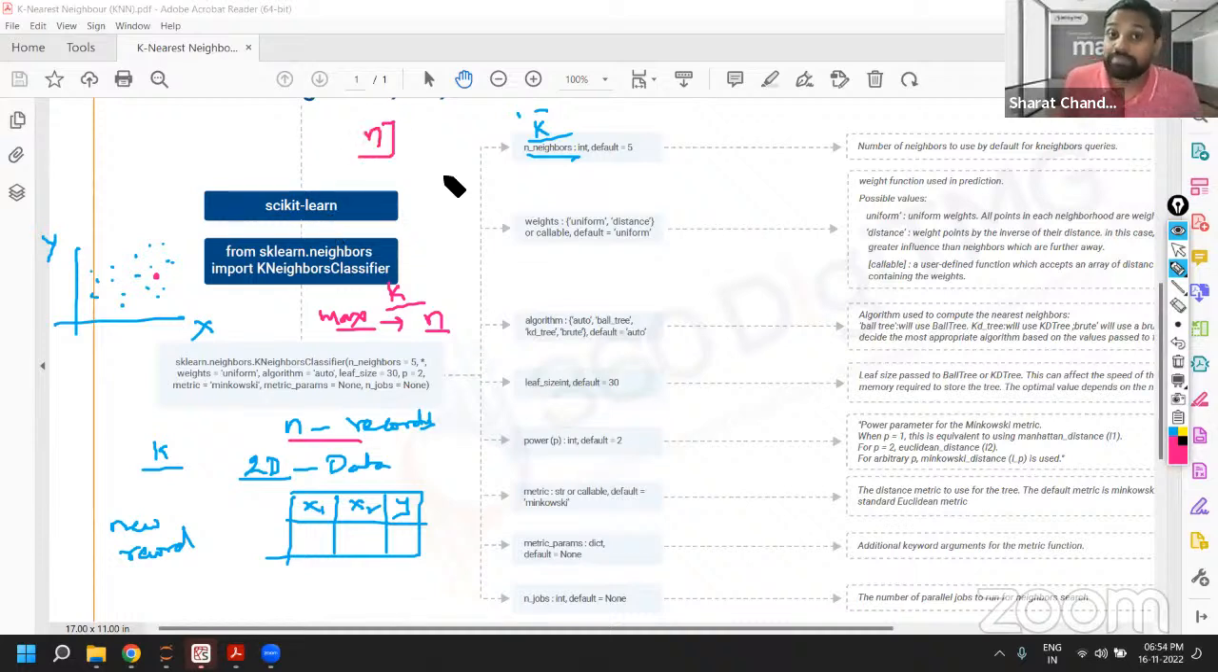Now coming to the minimum side, you need to have at least one neighbor, right? You cannot take 0 neighbors and try to predict. So the minimum value would be 1. So K can range from 1 to N, where N is the training data set size.